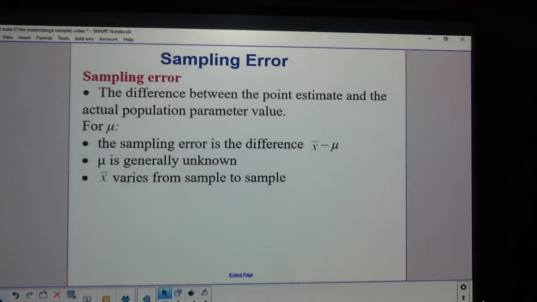Sampling error is the difference between the point estimate and the actual population parameter value. So for mu, the sampling error is the difference between x bar and mu. Mu is generally not known, and remember, x bar can vary from sample to sample.